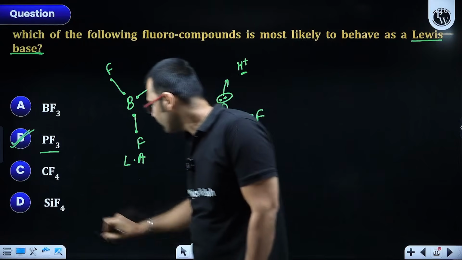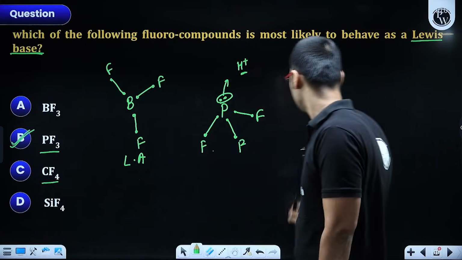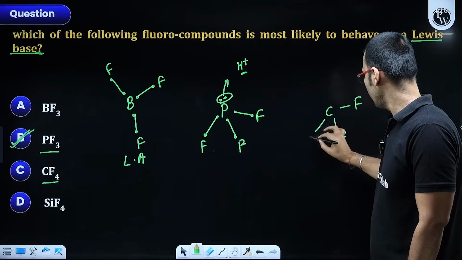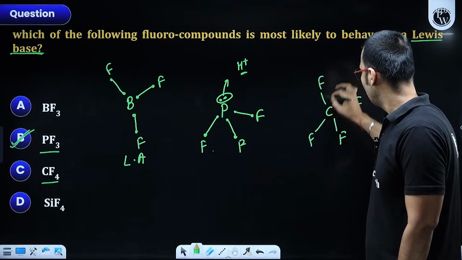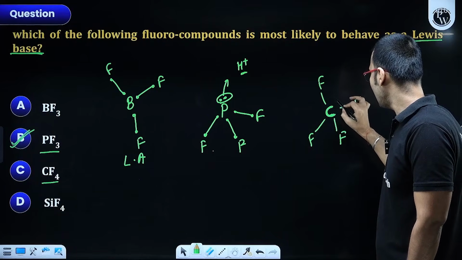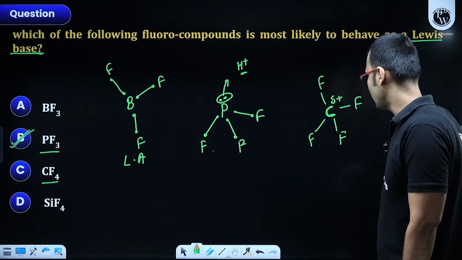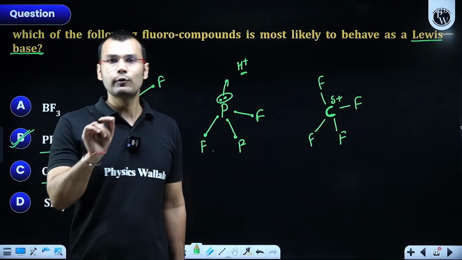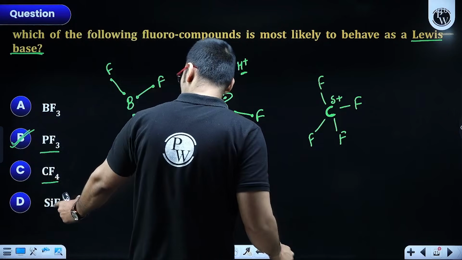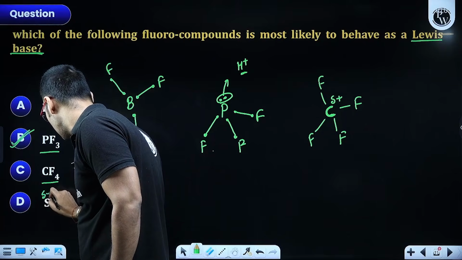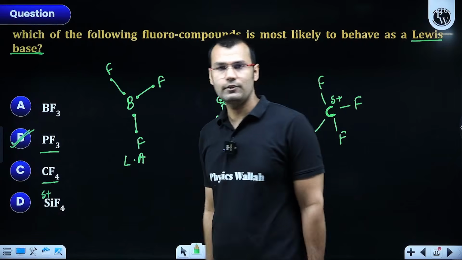Now for the rest of the options, if you notice in CF4, carbon has 4 fluorine attached to it. Now here you don't have deficiency of octet, but if you check polarity, carbon has delta positive charge. So if your central atom has delta positive charge, then also it will act as Lewis acid. And same for your SiF4. In SiF4, you draw the dot structure, the central atom silicon will have delta positive charge.